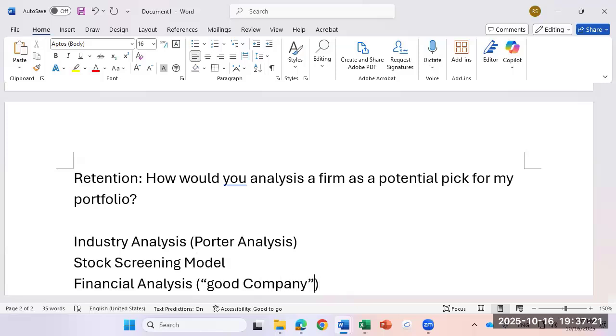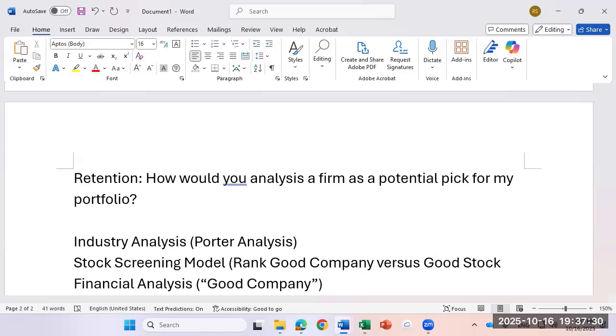You're going to use that exact same model to rank good company versus good stock. That is the one question I always ask in my interviews. Define for me the difference between a good company and a good stock. When an undergraduate student does that, they look at me like they've never heard it before. If they're from UT Austin, they use the word team in every sentence, which makes no sense. You don't work in teams in finance, you work individually. For some reason at UT Austin, they taught them to say the word team all the time.